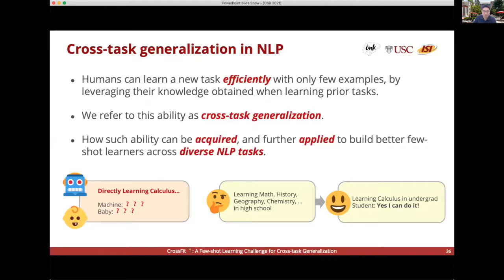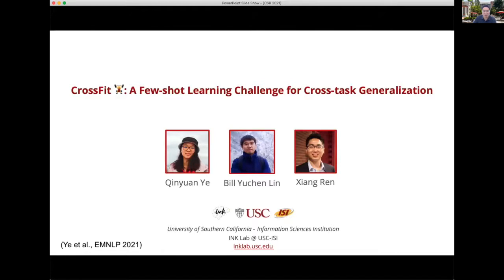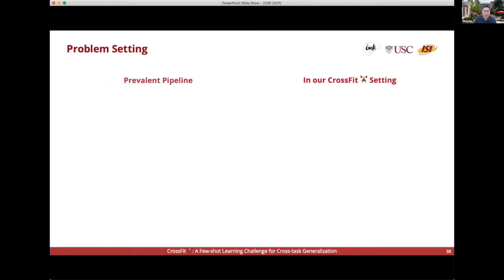So basically we ask the question of whether machines can acquire better generalizable reasoning skills and task solving skills in the upstream training phase, and apply those skills to help them learn faster on out-of-distribution tasks and unseen task formats, right? And this is the work done by Qinyuan and Bill called CrossFit.